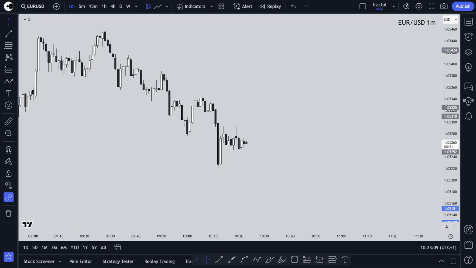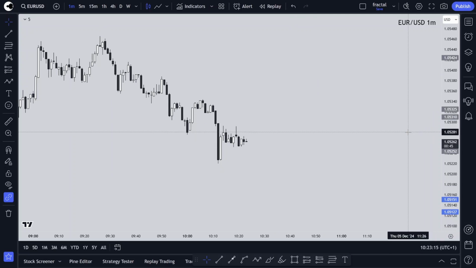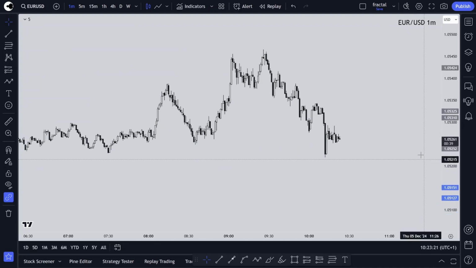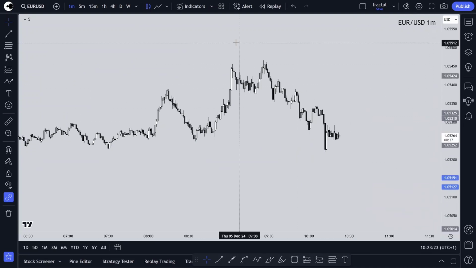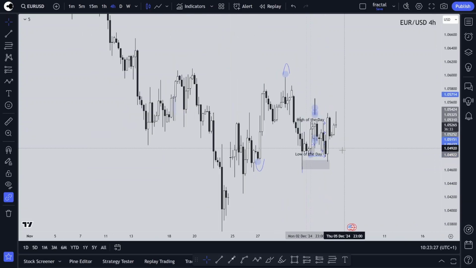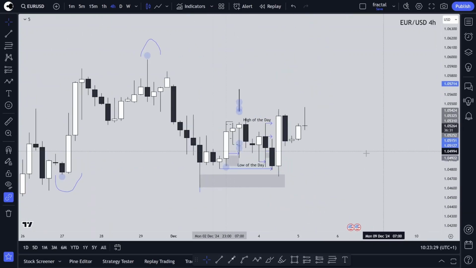Today I am on the euro-dollar 1 minute chart and I'm going to be looking for a buy setup really soon, I hope. So, what is the situation on this asset? The main trend is bullish.